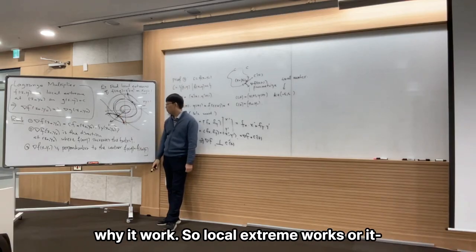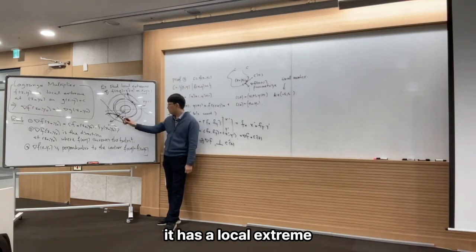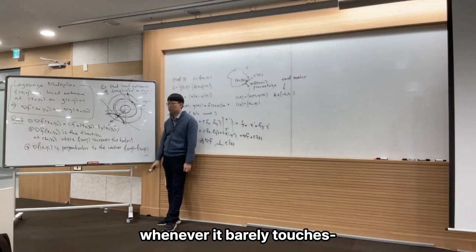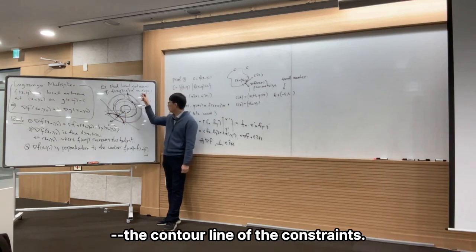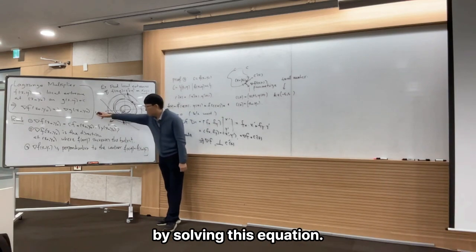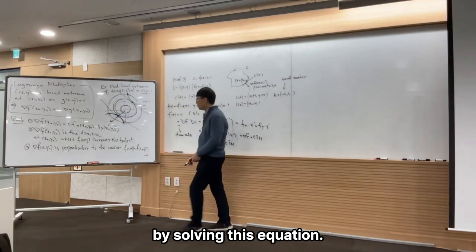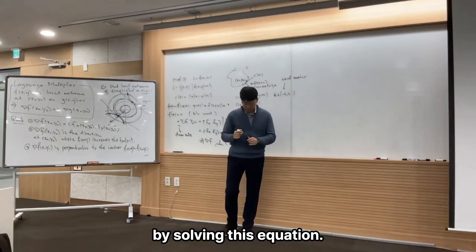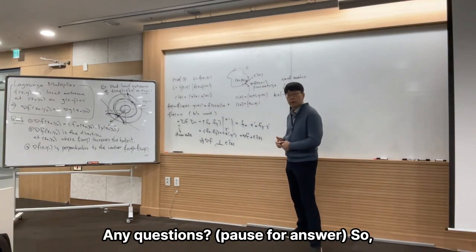So a local extreme occurs whenever the function barely touches the contour line of the constraint. And then you want to go for that point by solving this equation. Any questions?